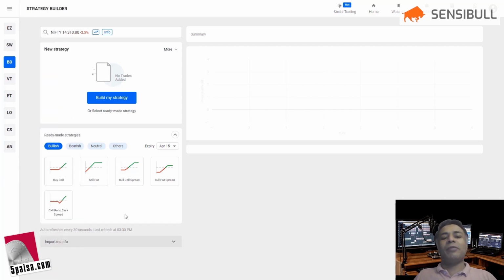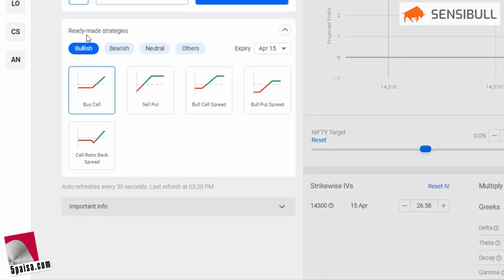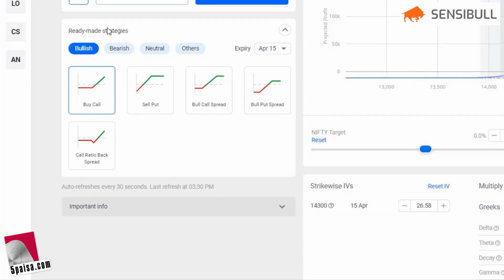I mean, there's nothing more advanced than this. We have never ever seen anything like it in India. But let's see what it does, right? You can do any kind. So it gives you all these ready-made strategies. If you don't want ready-made, you can also do your custom strategies.